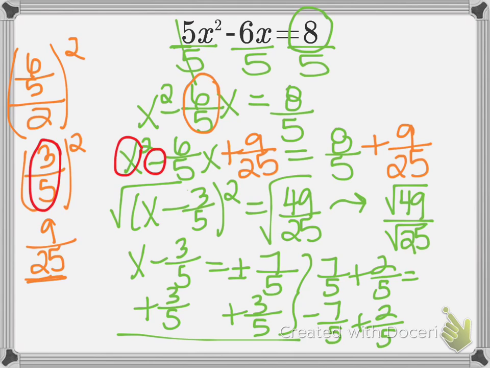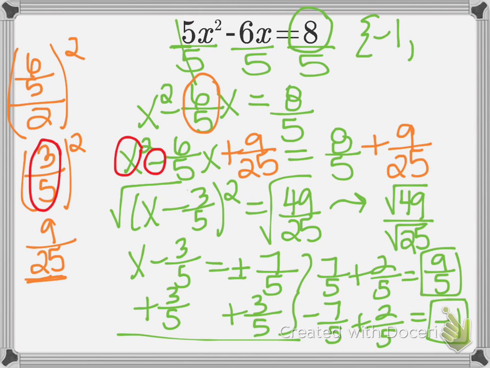So 7/5 plus 3/5 should give you 8/5. That's one of your answers. And negative 7/5 plus 3/5 should give you -4/5. Okay, so I get two distinctly different answers, which you can write in a solution set if you'd like.